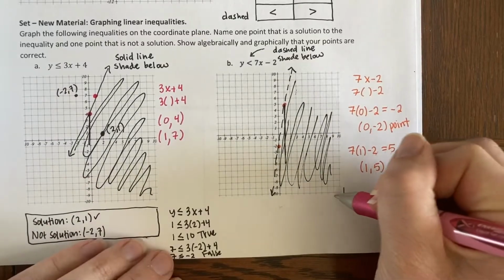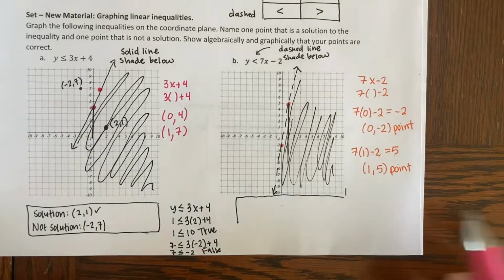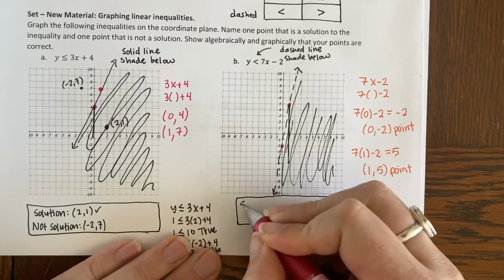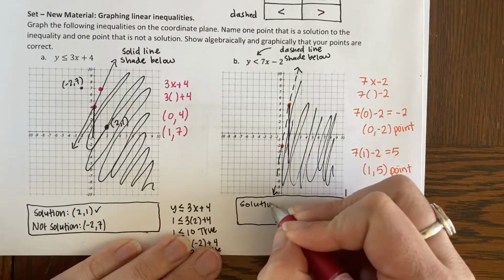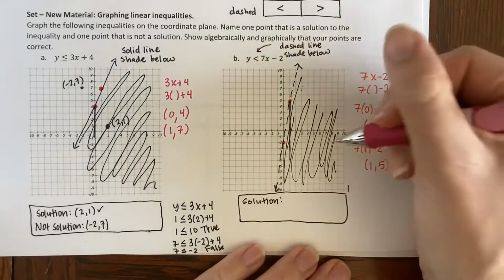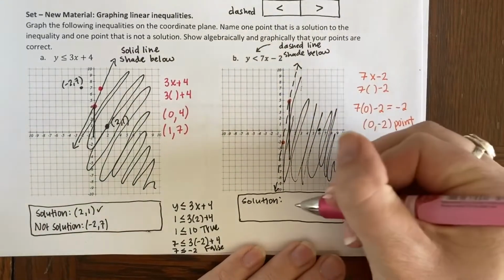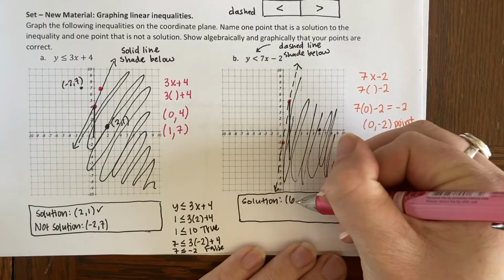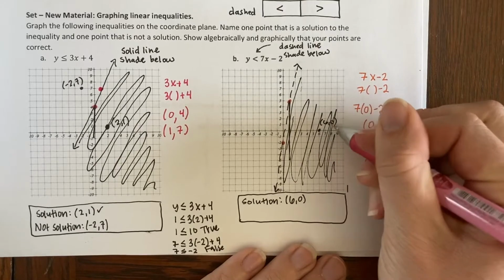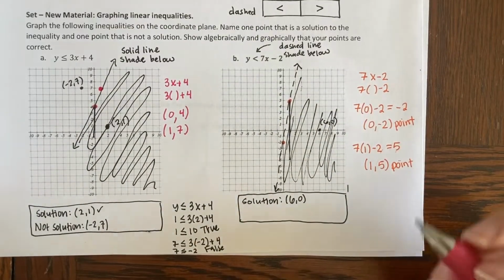I will then fill in what is a solution. Anywhere in the shaded area, you can pick any point. I'm going to pick the point 6, 0. That would be a solution in the shaded area.